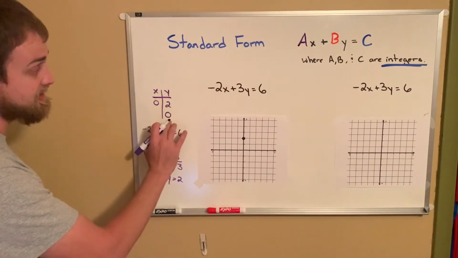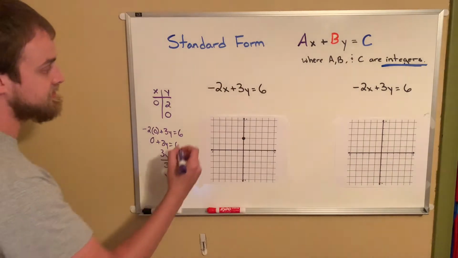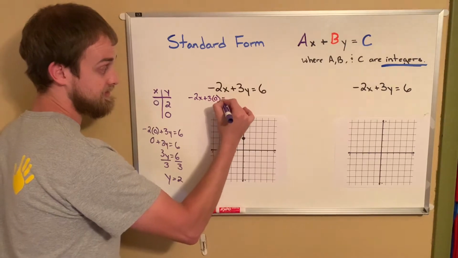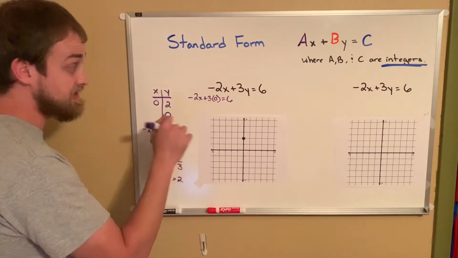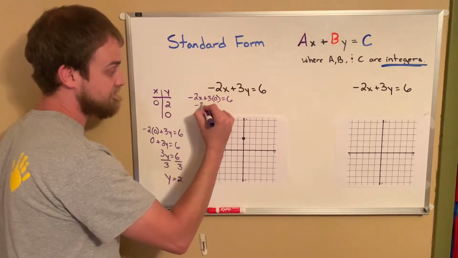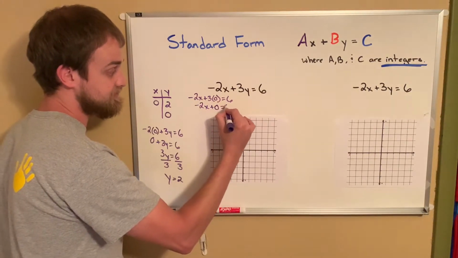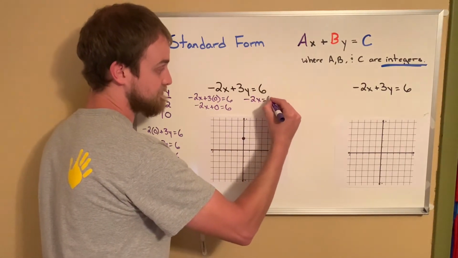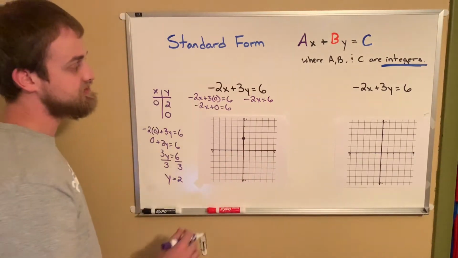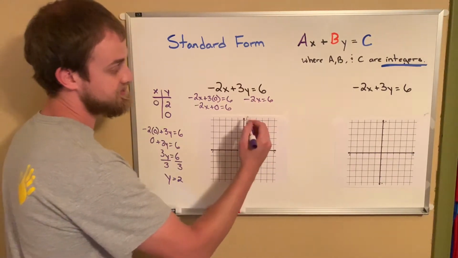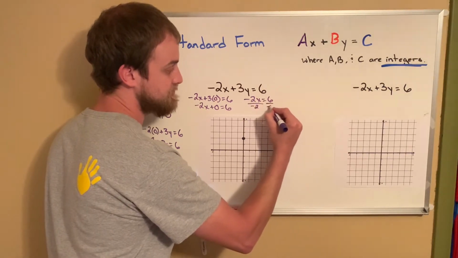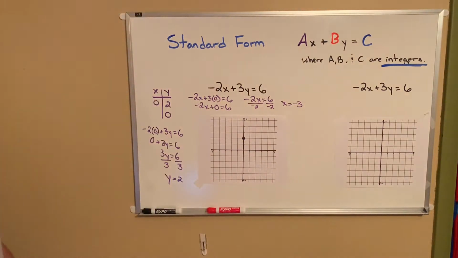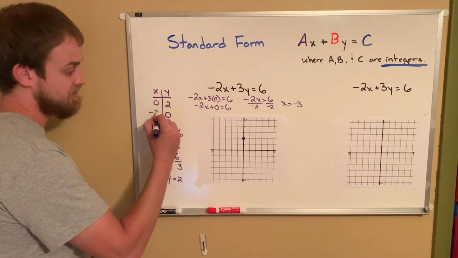Now we do the same thing, but this time we substitute for y instead. So negative 2x plus 3 times 0 equals 6. Something similar happens, just with our y this time. Negative 2x plus 0 equals 6. Again, we can write that even simpler: negative 2x equals 6. Now I just have a one-step equation to solve. What do I do to solve? I'll divide by negative 2 on both sides and get x equals negative 3. So when my y value is 0, x equals negative 3.